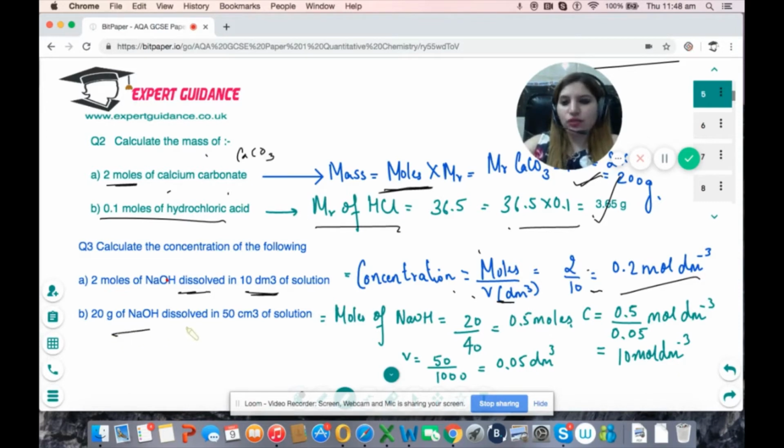20 gram of sodium hydroxide dissolved in 50 centimeter cube. You need to first convert 20 grams into moles, which is 0.5. The volume, you have to convert it into decimeter cube by dividing it by 1000. So that is 0.05 decimeter cube. And then you can do moles divided by volume. So 0.5 divided by 0.05 gives you 10 moles per dm cube as the concentration.